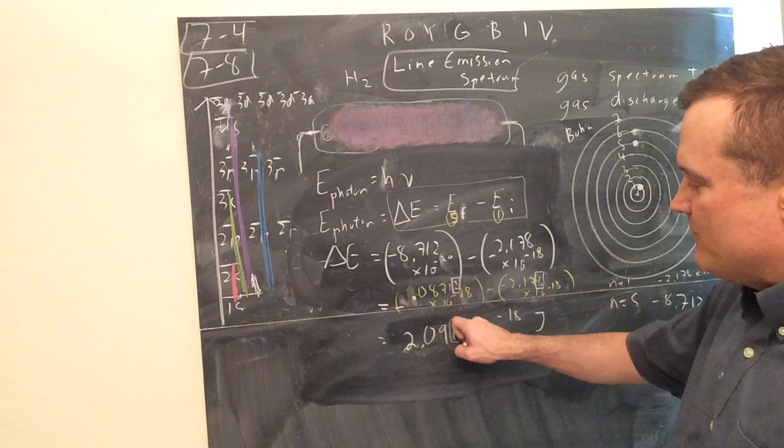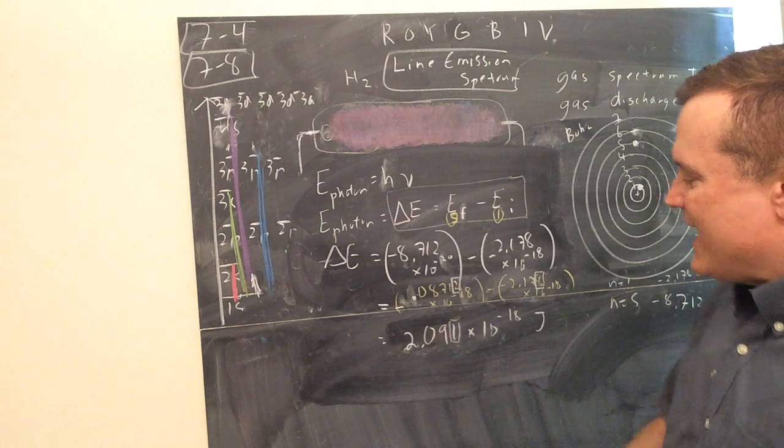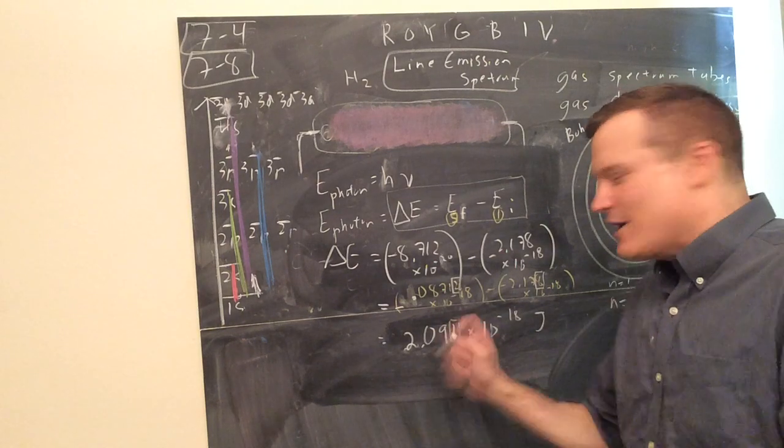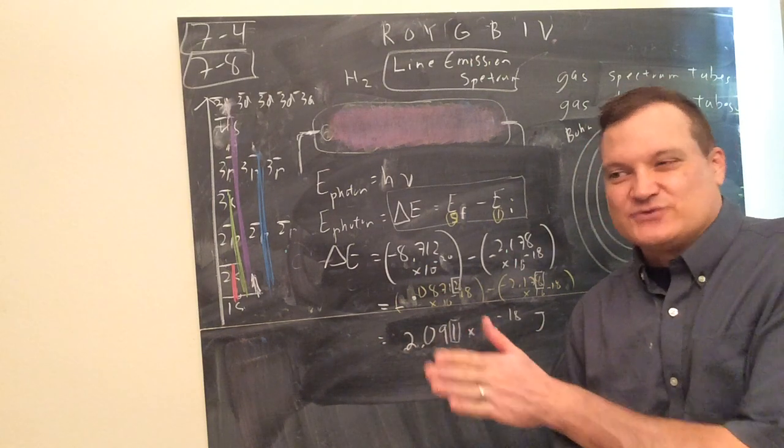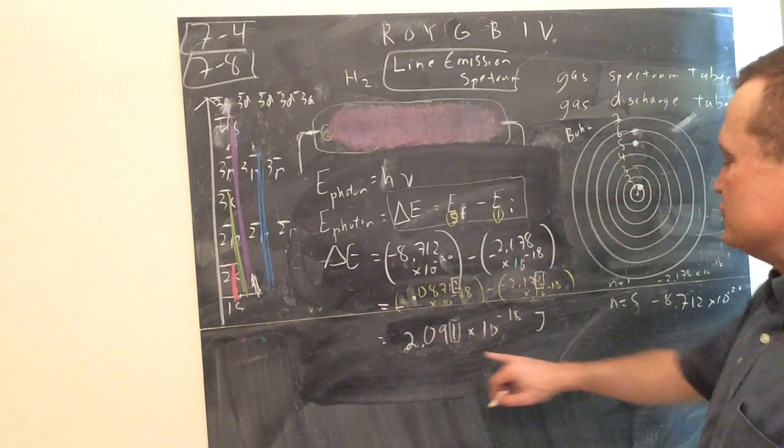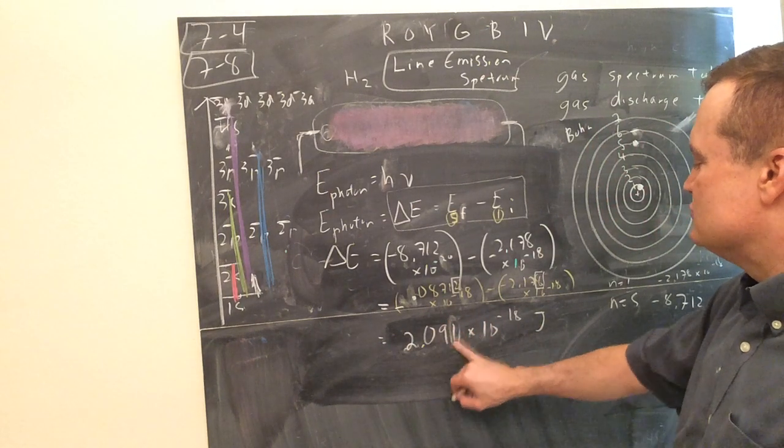But if you're on AP, if you put 2.09, you'll be okay. I guess I'll let it go too. Yeah, for this one problem. I don't normally give you an extra sig fig. But okay, so 2.091 times 10 to the negative 18 joules.